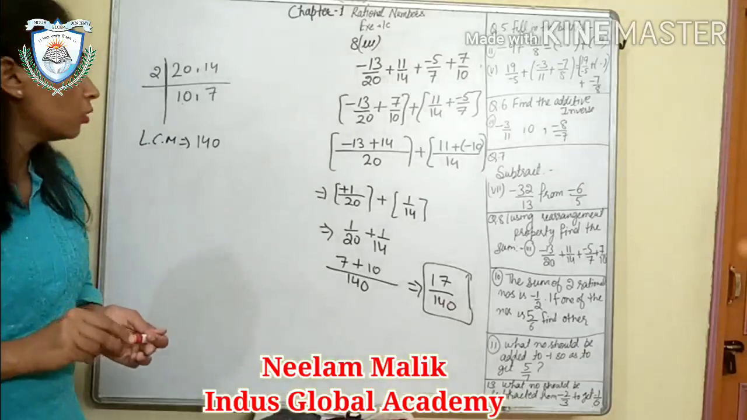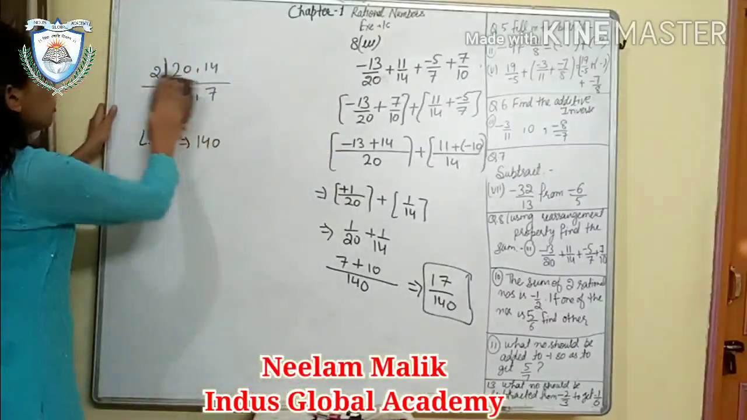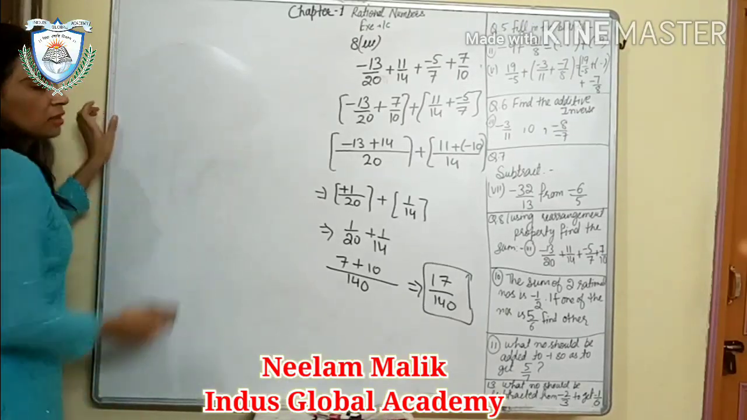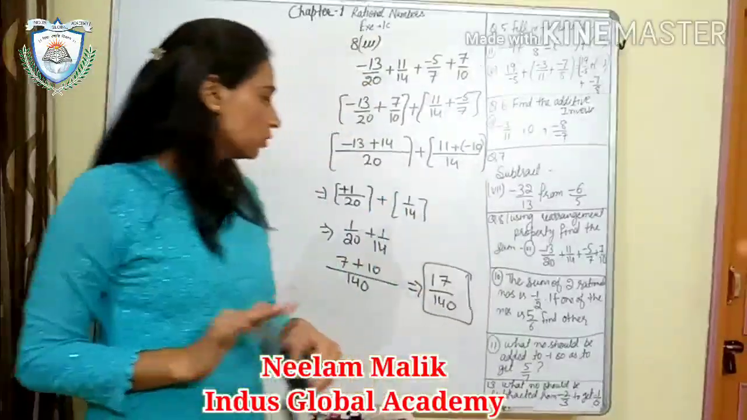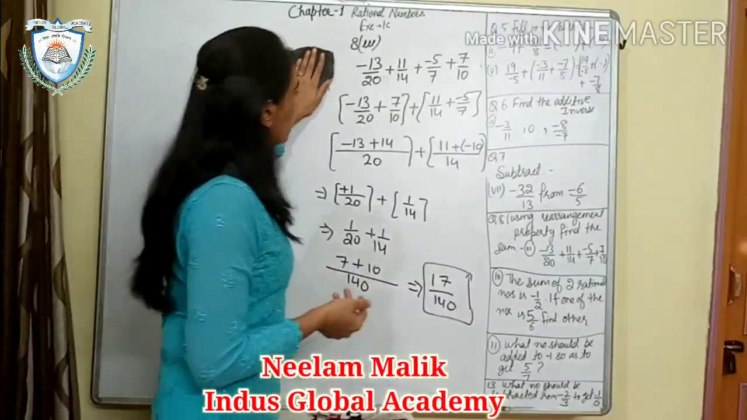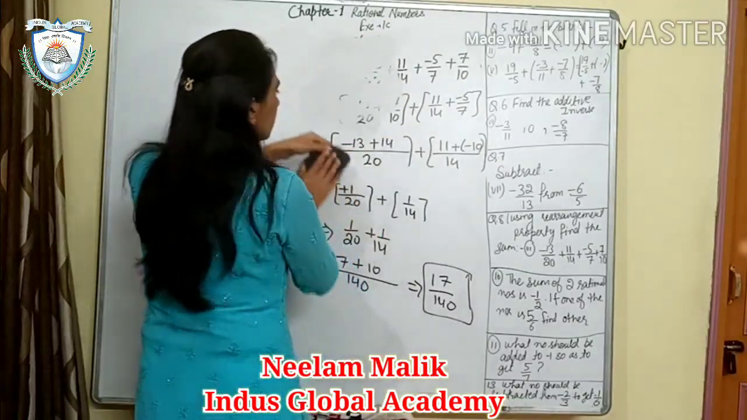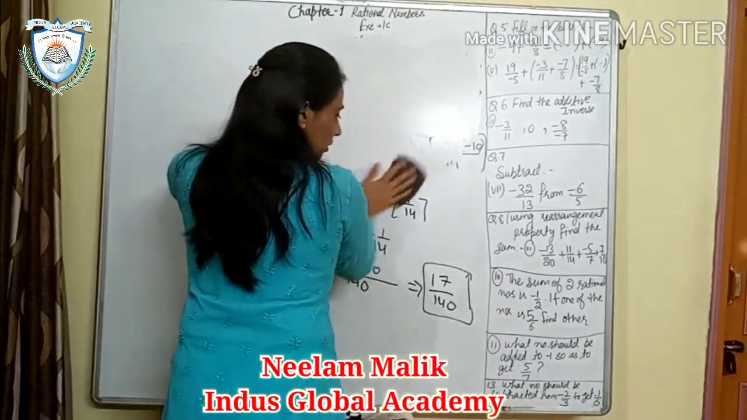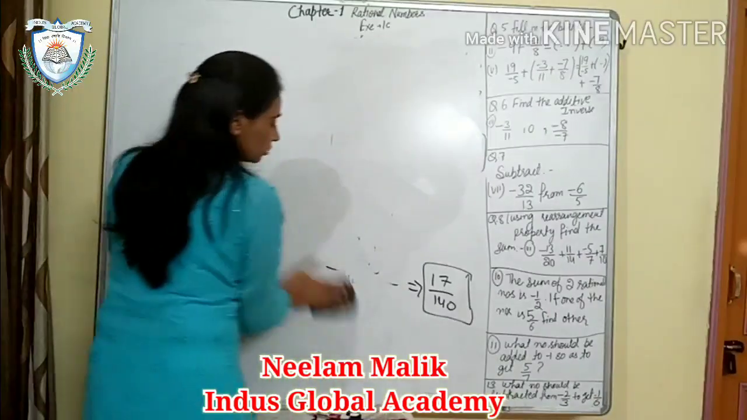Now the next sum is question number 10. Question number 9 and 10 both are the same, and then 11 and 12 are also the same. 13 is also the same as 11, but in 13 you have to subtract and in 12 you have to add. So now we will do question number 10. 9 is also the same, so you will do that on your own.